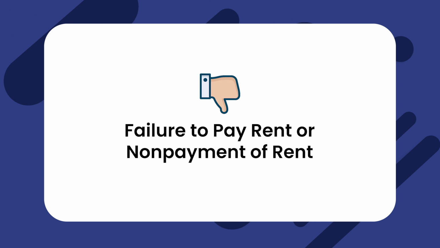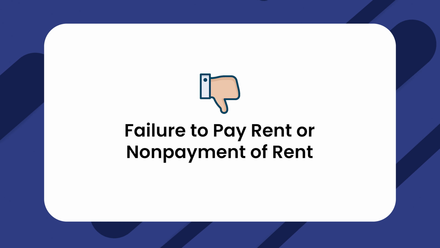Failure to pay rent or non-payment of rent. A landlord can evict a tenant for failing to pay the rent on time. Before a landlord can start with the eviction action for failure to pay past due rent, the landlord must give the tenant a written 14 days notice to quit. This means a tenant must move out of the property in 14 days to avoid eviction.